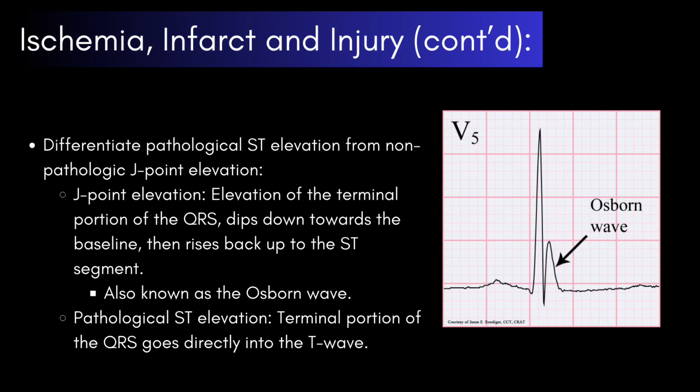Let's continue on to look at more principles in relation to ischemia, infarct, and injury on the ECG. Differentiating pathological ST elevation from non-pathologic J-point elevation: in J-point elevation, the terminal portion of the QRS is elevated, dips down towards the baseline, then rises back up to the ST segment. The J-point elevation is also known as the Osborn wave. In pathological ST elevation, the terminal portion of the QRS goes directly into the T wave.